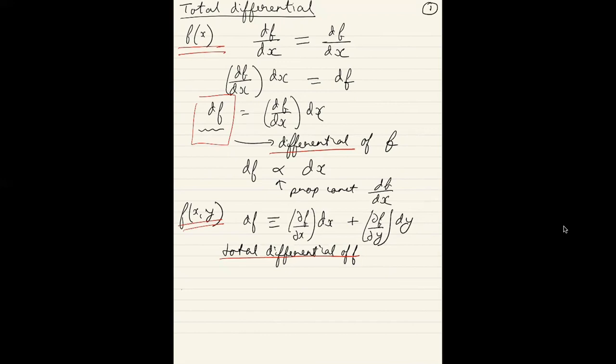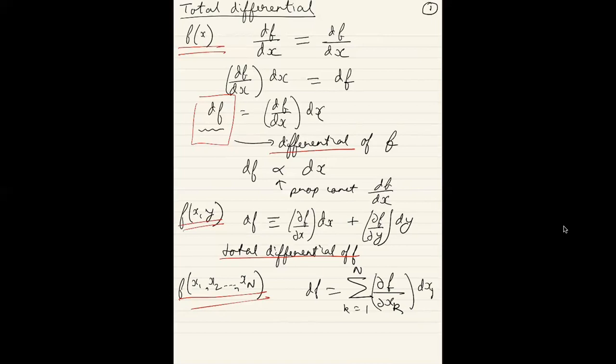In arbitrary dimensions, we have f of x1, x2, up till say xn. And in this case, we will have df is equal to the summation k equals 1 to n of partial f by partial xk multiplied by dxk. And it's the same idea as in two variables. So now let's look at examples of what this total derivative means.